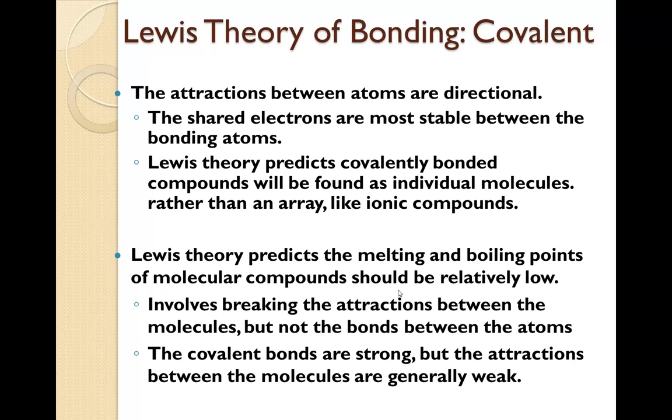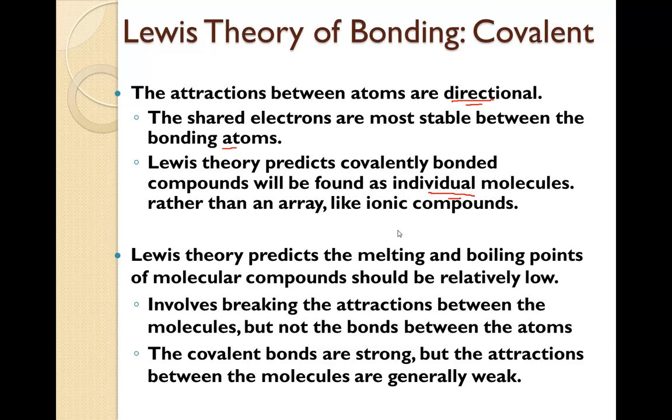The attraction between atoms is directional when covalent. The shared electrons are most stable between the bonding atoms. Lewis' theory predicts covalently bonded compounds will be found as individual molecules rather than an array like ionic compounds. So in other words, instead of repeating cations, anions, cations, anions, they're formed in units.